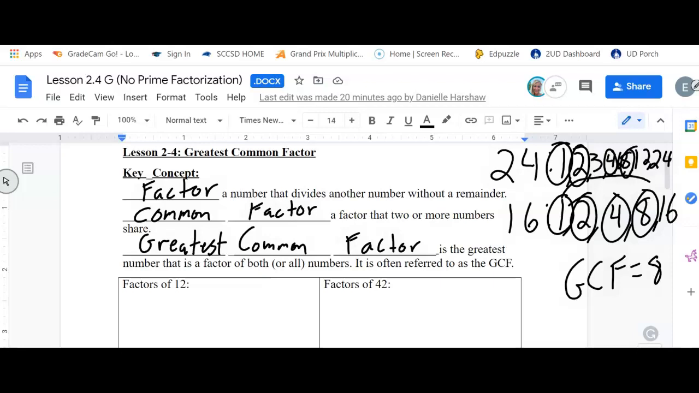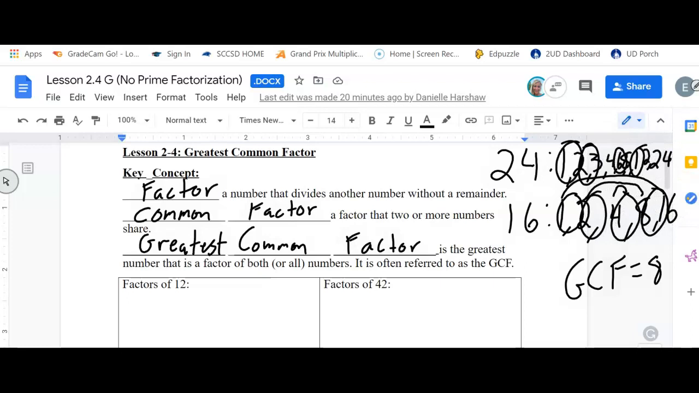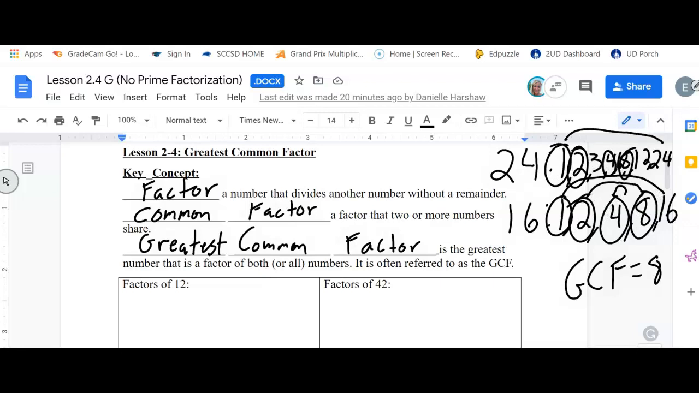1 times 16 is 16. 2 times 8 is 16. 4 times 4 is 16. And for 24: 1 times 24, 2 times 12, 3 times 8, 4 times 6. Makes it look like a rainbow. So, listing your factors out or using the rainbow method.